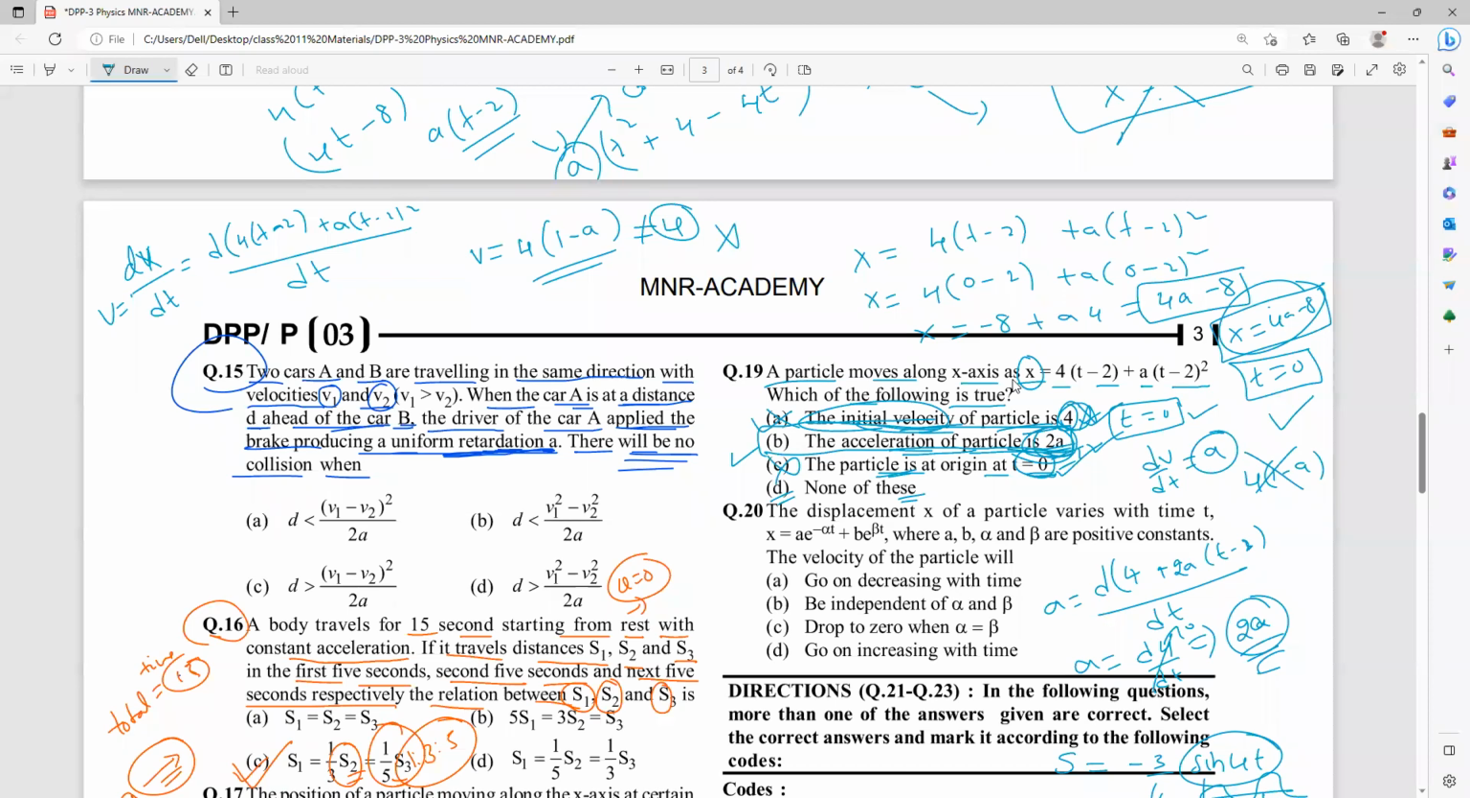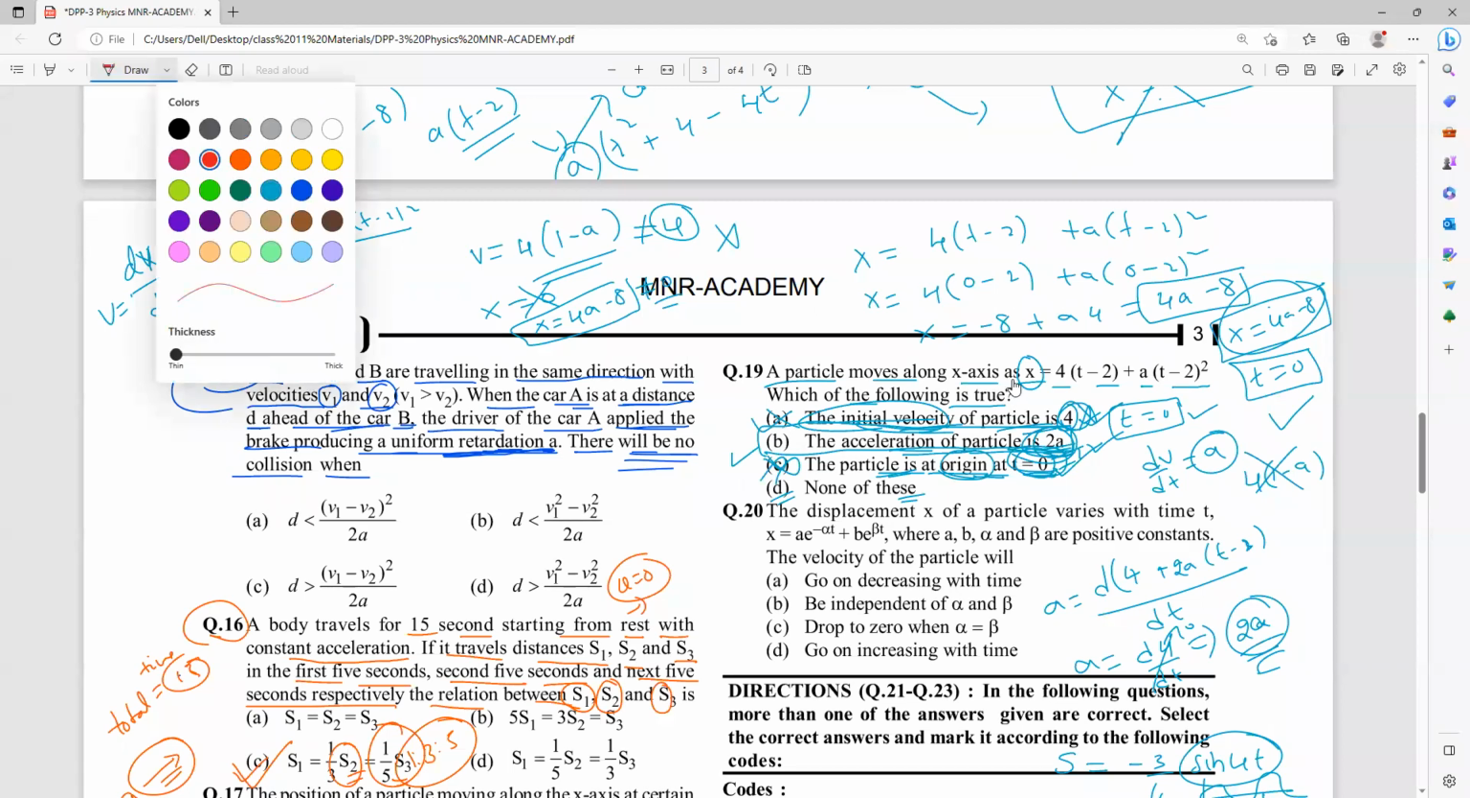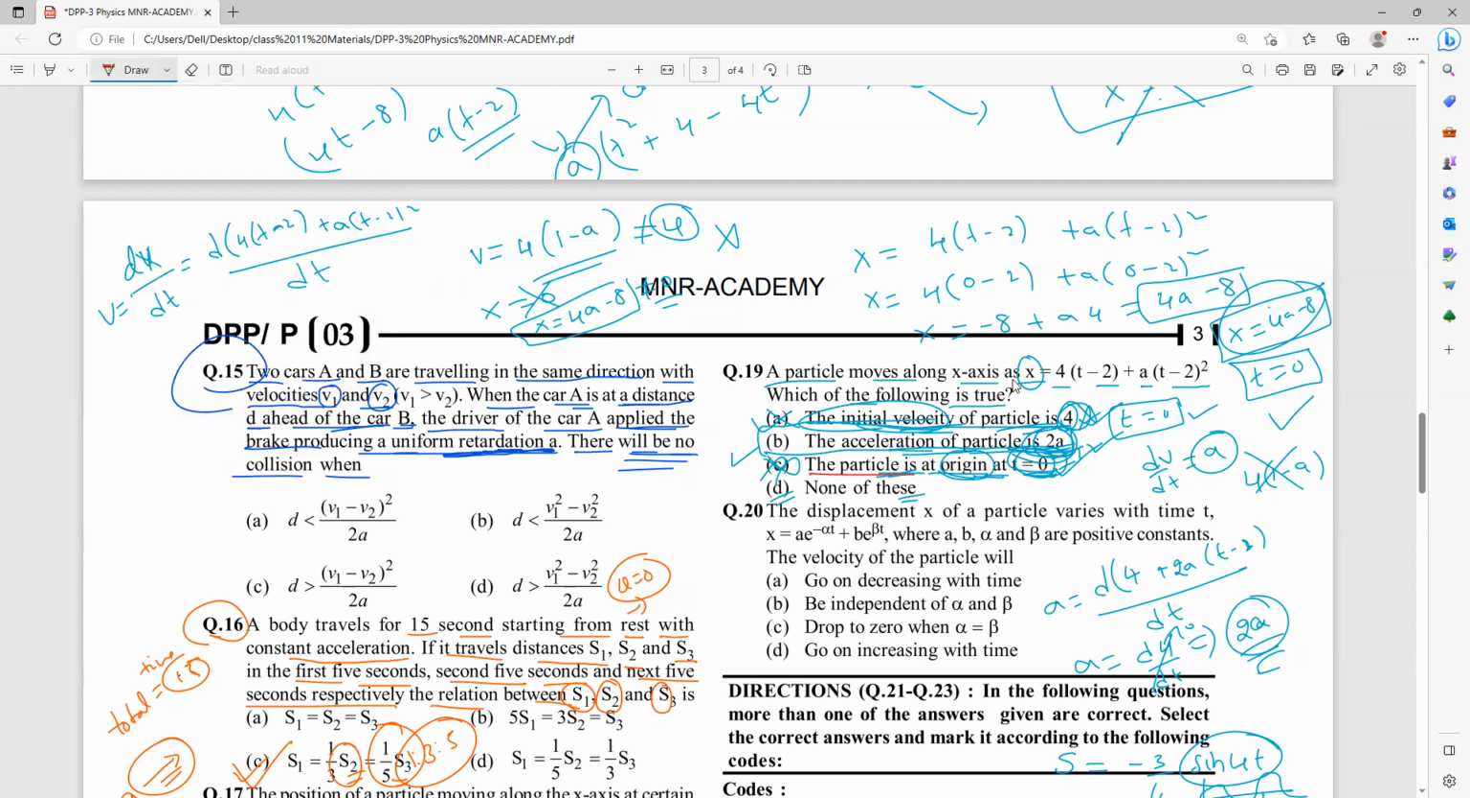Next, distance. They are saying that initially at the origin, time is equal to 0, the body is at the origin, which means x is equal to 0. But x is not equal to 0. How much is x equal to? 4a minus 8, and 4a minus 8 is not equal to 0. So option C also will not come. So what is the correct answer? Option B.